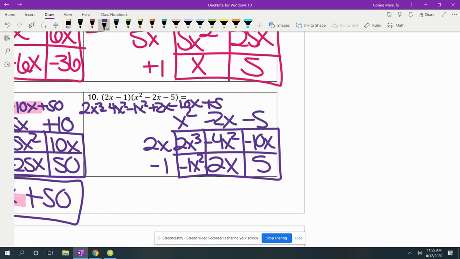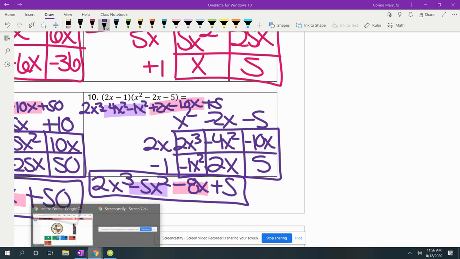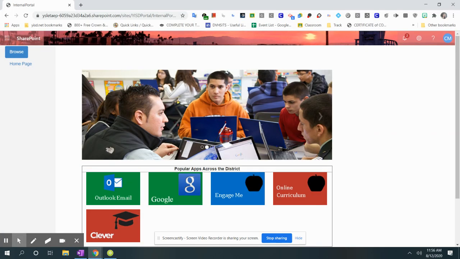And we do the same thing that we did on the last one. We start with our highest exponent, 2x cubed. We combine our like terms, so we have negative 4x squared and a negative 1x squared. So negative 4 minus 1 is going to give us negative 5x squared. And then last, we have a 2x and a negative 10x. That is going to give us a negative 8x. And then we have the 5 at the very end. And that's it.